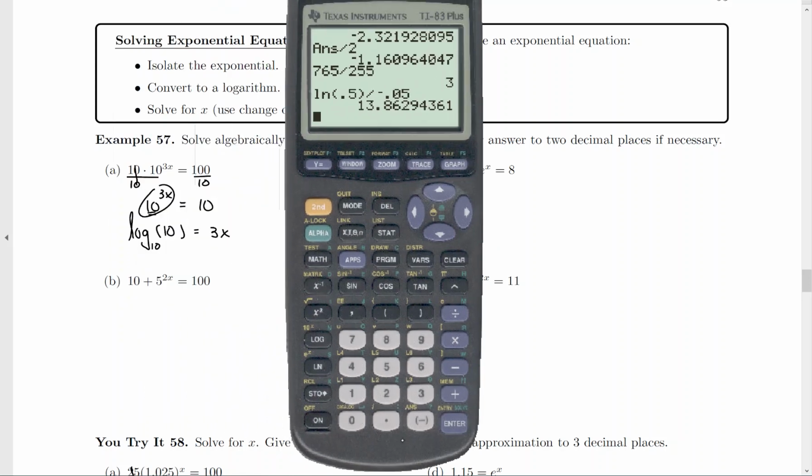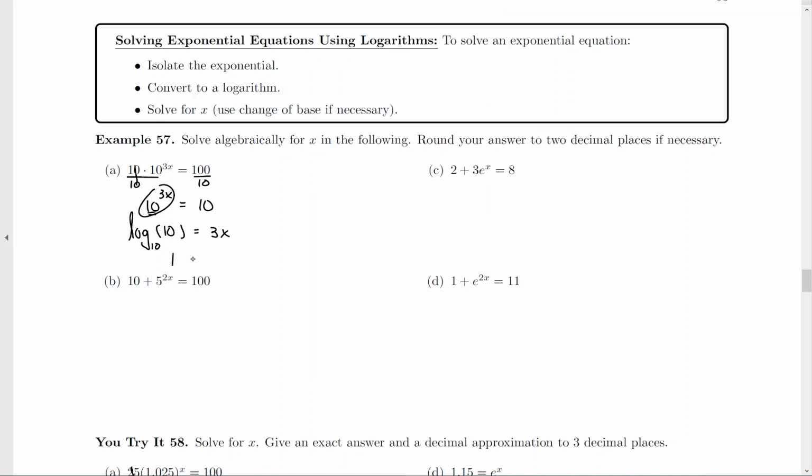So since this is base 10, I can just use my calculator and plop in log. And I don't have to type in the base because my calculator already knows that's base 10. So log of 10 is 1. So 1 equals 3 times x divided by 3, and I get x equals 1/3. They want me to round this to 2 decimal places, so 1/3 is approximately 0.33 as a decimal.